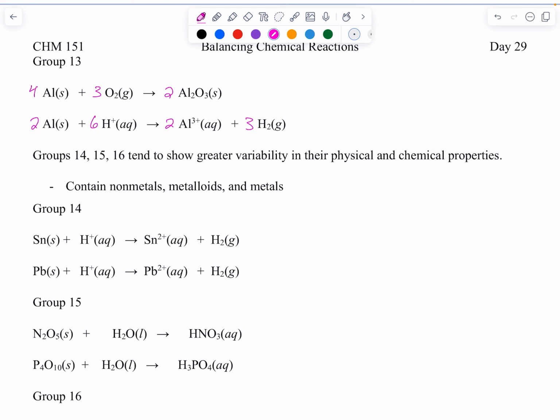Other main groups, 14, 15, 16, they're totally different sometimes. It just depends. So you got tin, lead. Tin and lead tend to be +2, but not always, right?